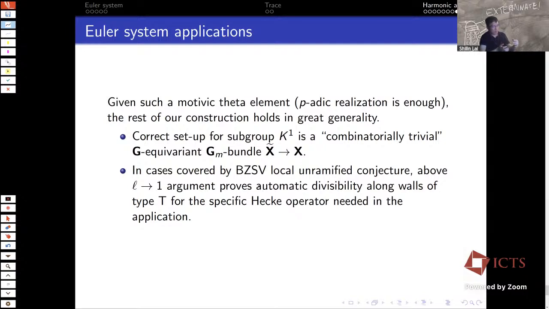Okay, so the upshot of this is there should be a strong connection between philosophy coming from the relative Langlands program and how we can construct Euler systems and test functions. Okay, that's it.